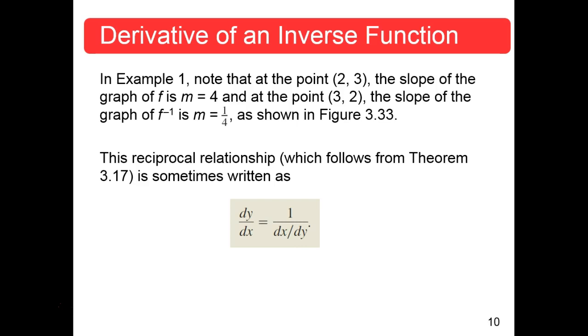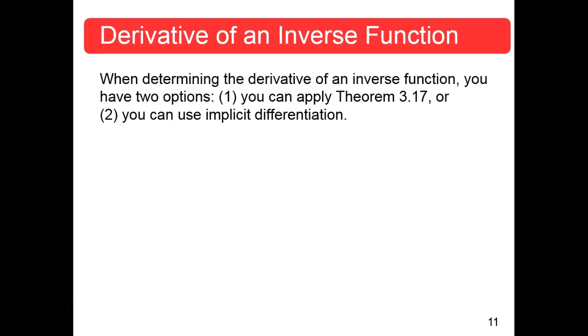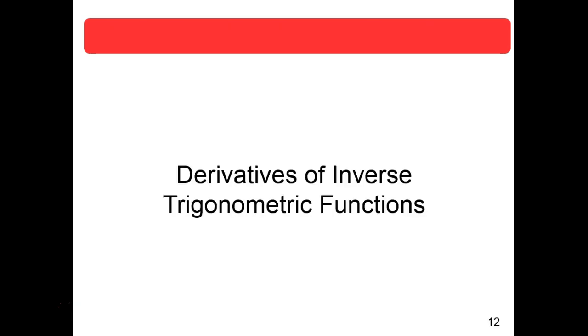Okay. When determining the derivative of an inverse function, you have two options. Either apply Theorem 3.17 or use implicit differentiation. Now, their example 2 is going to do that. I'm going to let you do that. I think you'll find it easier to do it the second way, but I'll let you determine that, okay?